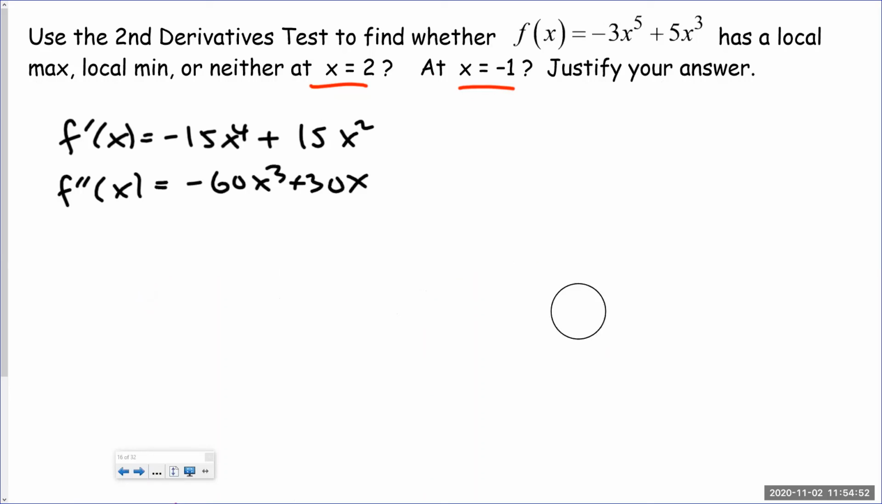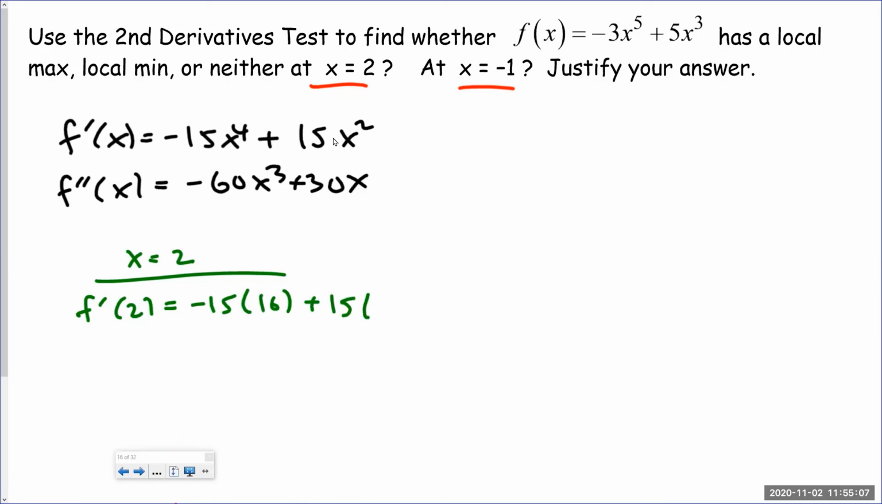So let's plug in, starting with x equals 2. What would the first derivative be at x equals 2? It would be negative 15 times 2 times 2 times 2 times 2, so that's 16, plus 15 times 2 squared, that'd be 4. Whatever number that is, it's not equal to 0. If it's not equal to 0, what's happening at x equals 2? Is it a relative max, a relative min, or neither? Neither at x equals 2, and you're done with that problem because you didn't get a slope of 0.